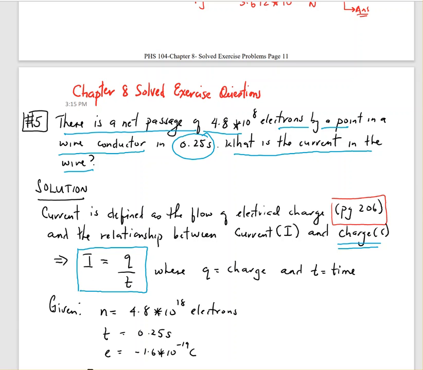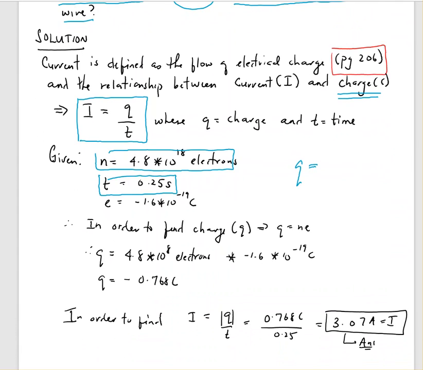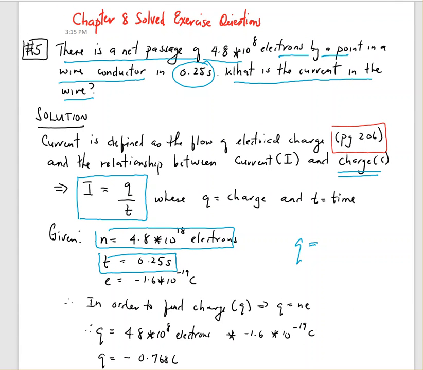So they gave us the actual number of electrons, and they gave us the time. So from there we can find our Q, right? We know that our Q happens to be N times the charge of an electron, right? So the number of electrons which was given to us was 4.8 times 10 raised to the power 8 electrons. And we know the actual value of an electron, which is right here.